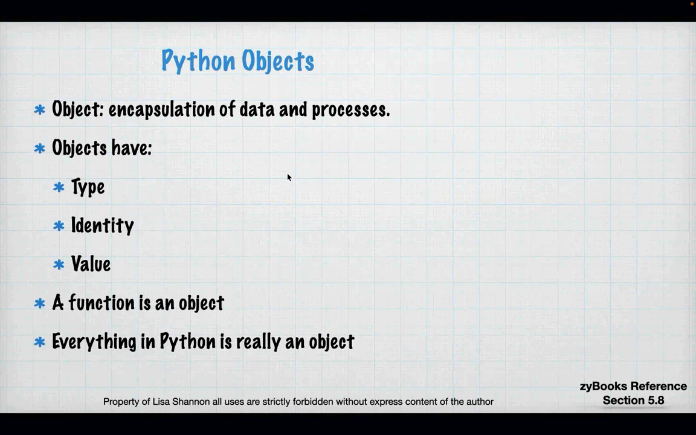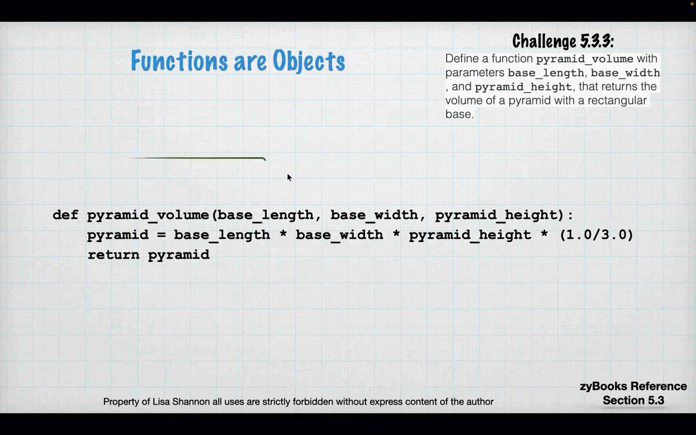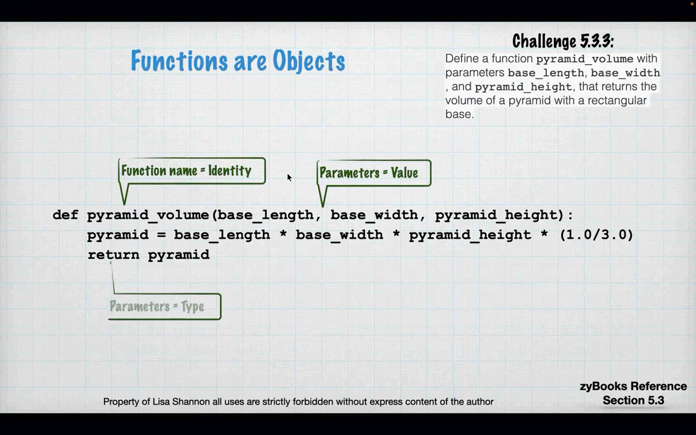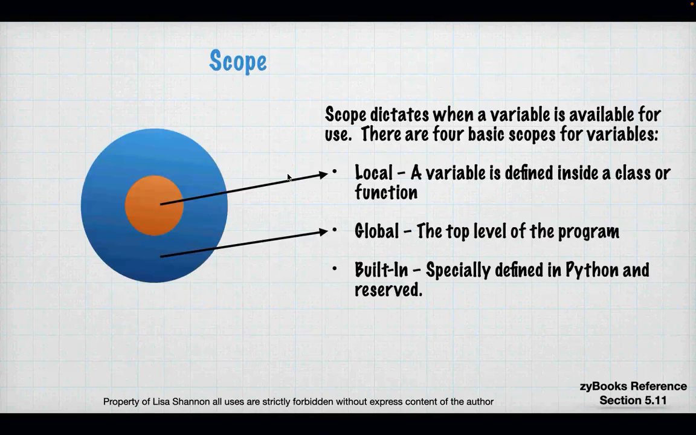So a function is an object, and truly everything in Python is an object. So the function name has the identity, the parameters have the values, and the type is from the return. So that's just to say that functions are objects, and to begin the process of thinking about things as objects. So you always got to remember, identity, value, and type make an object, and a function is just one kind of it.